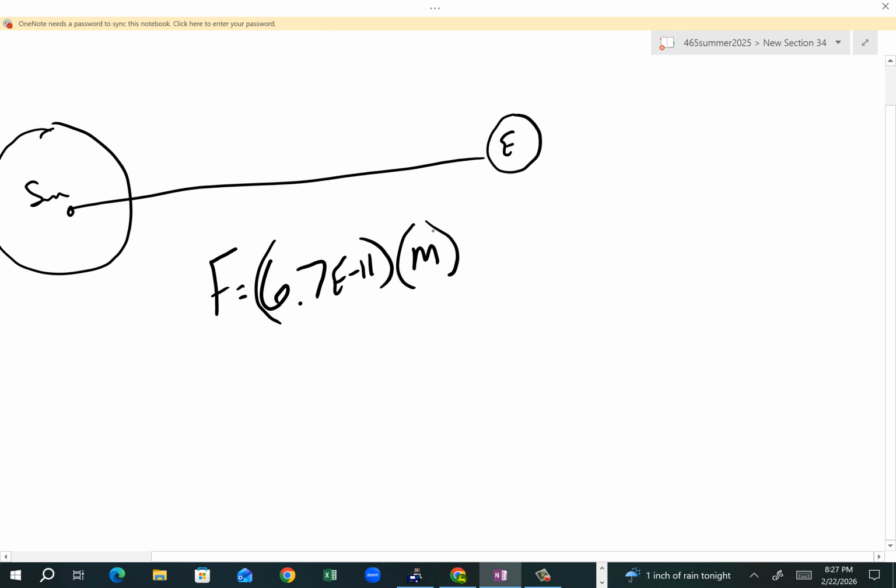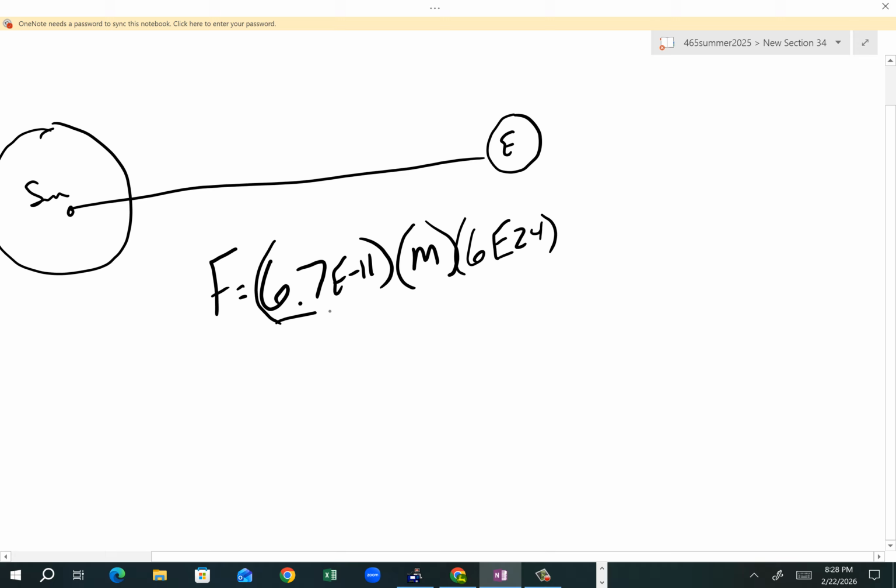Now hold that thought. You're wondering, can we actually solve for it? Well, of course we can solve for it. Let's say we know the mass of the Earth. It's not 6.4 E6, it's 6 times 10 to the 24. There it is. Perfect.